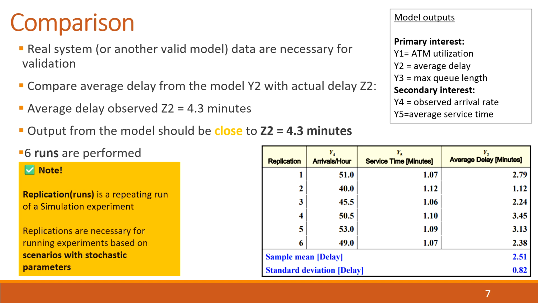Because the model is stochastic, and again, stochastic here means that random factors are included, we run it several times. In this case, 6 replications, or sometimes in the literature you could find the word runs, so 6 runs were performed, and we have collected the data, you can see them in the table, and we are calculating the average of the results.